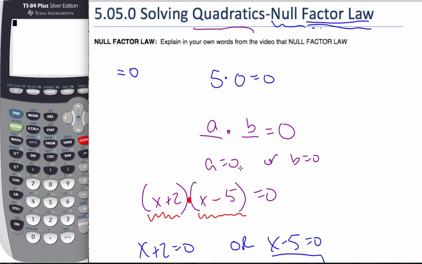And so what the null factor law is all about is it says that there are two numbers that multiply together to get 0. Therefore, one of the two numbers, if I call it a and b, either a is 0 or b is 0. And that's what the null factor law is talking about. Really important idea. It comes across in mathematics all the time.